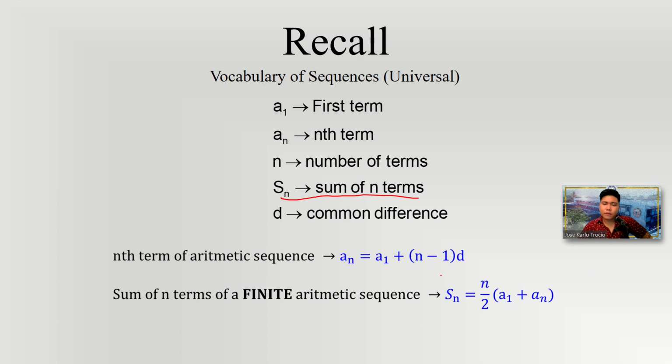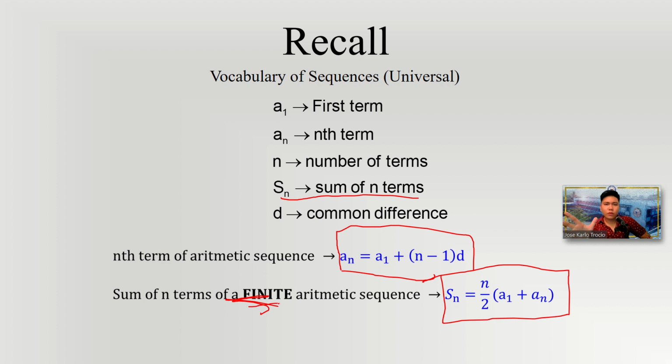because of the Gauss method. Such a big help, Gauss. And this is the one that we kept on using. Try to memorize this. You need to memorize this. This is very helpful. This might come out in the board exam. Finite means we know when to end.